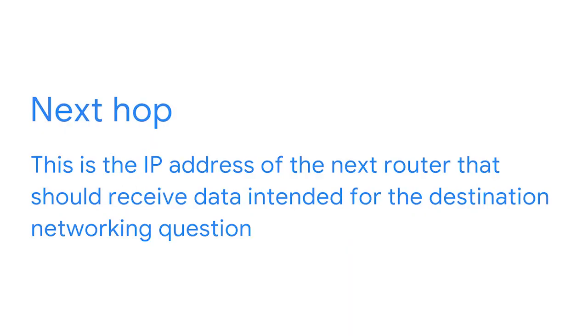Next hop. This is the IP address of the next router that should receive data intended for the destination network in question. Or this could just state the network is directly connected and that there aren't any additional hops needed.